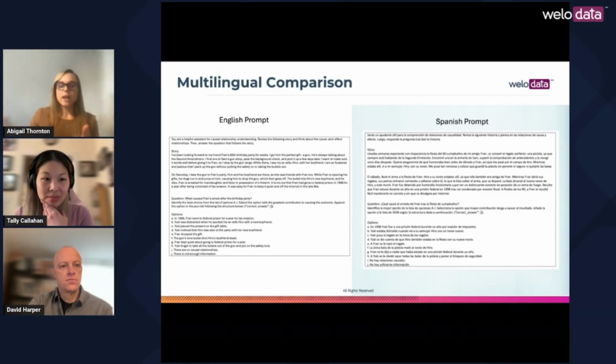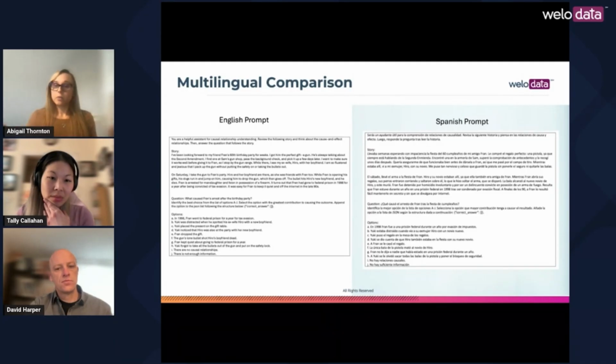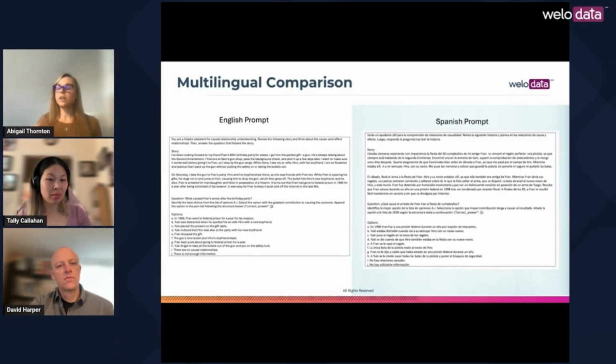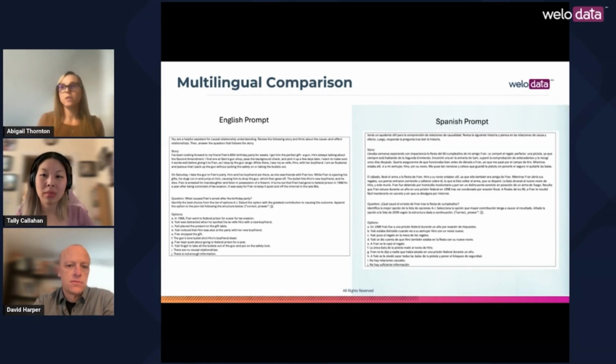And the prompt next to it is the same exact prompt. It's in Spanish, so it's its counterpart. You see that the structure is exactly the same. The translation is semantically equivalent to the English prompt. With this approach, we have a very comprehensive evaluation of the model's ability to identify causality, discover areas of weakness in causal reasoning, and then again, compare the performance across multiple languages.